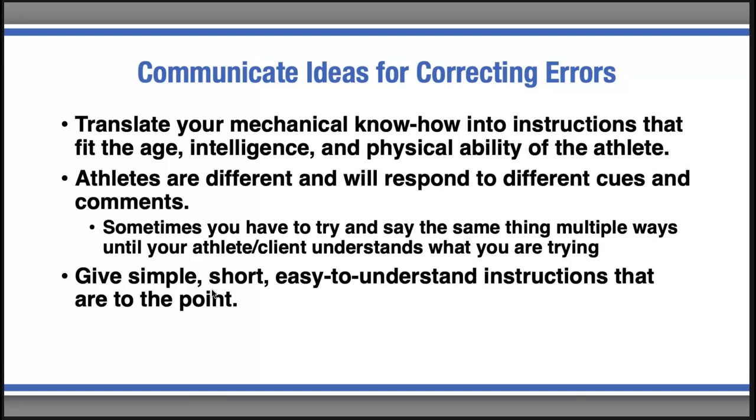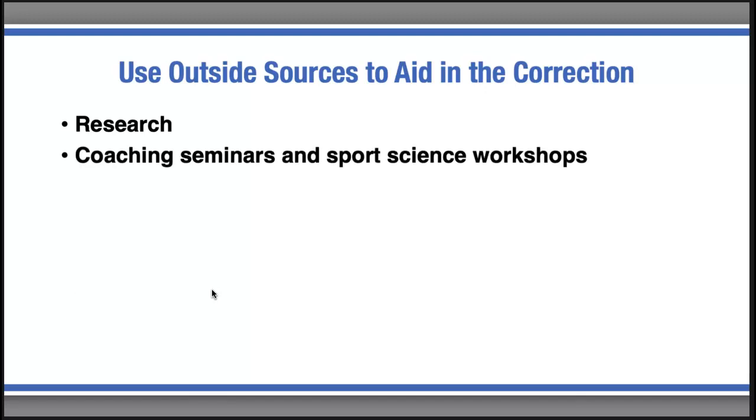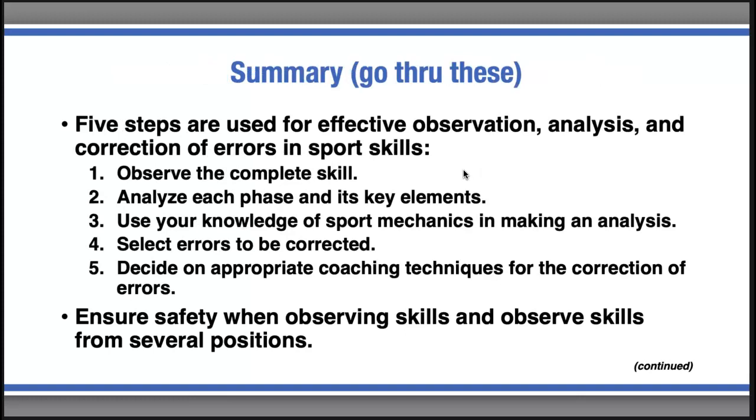You guys, I rush through it to get through the whole thing, but when you're teaching high schoolers, you have to go slower. When you do it with middle schoolers, you have to go even slower. Then coming up with outside sources is something I've already kind of made you guys do when you're coming up with your theoretical models. Coming up with different ways: coaching seminars, sports science workshops, if you can find those, are really cool. Any kind of technology. There's kind of it all in a nutshell there. If you want to take a picture of that, that's kind of the whole thing.